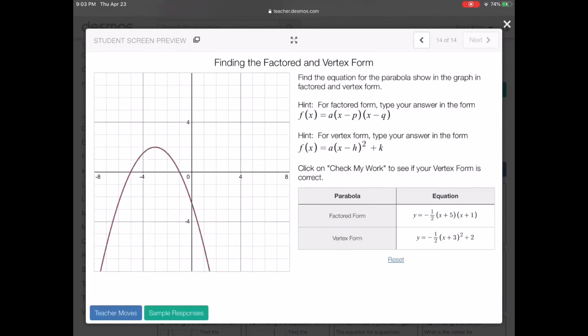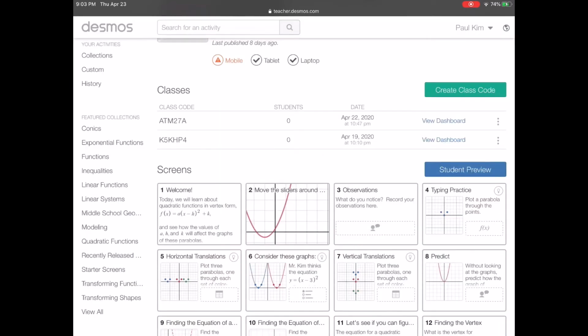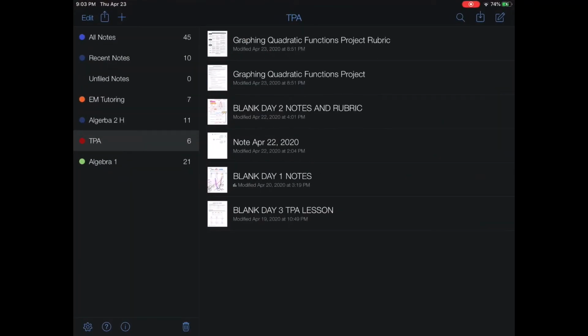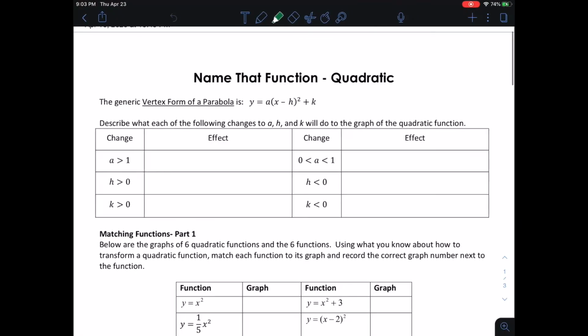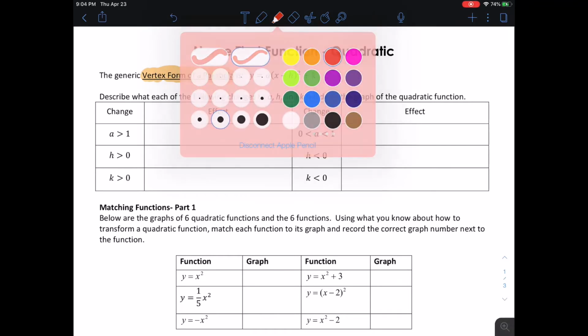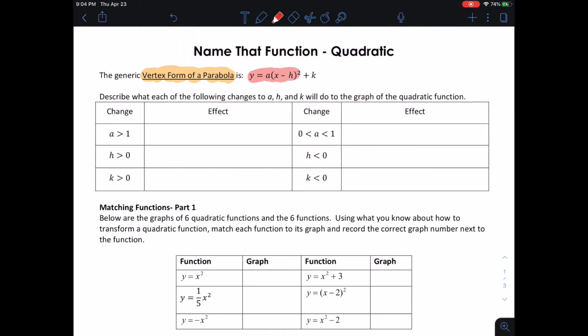So that's the end of this Desmos activity. So hopefully you get an idea of vertex form. What we're going to do next is we're going to be looking at some notes. So you should have that blank worksheet with you, this page right here. And let's just carefully work through this. So what we've been working with is something called vertex form. And this is the form y equals a times (x minus h) squared plus k.